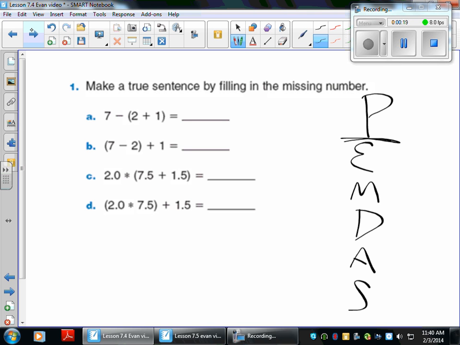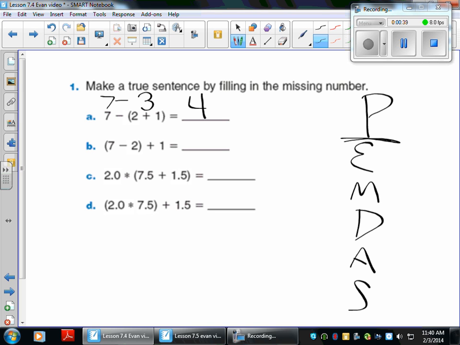If I look on the right, I have my order of operations written out: parentheses, exponents, multiplication, division, addition, and subtraction. So if I look at this problem, I know I have to do what's in the parentheses first. In this case, 2 plus 1 gives me 3. 7 minus 3 will give me an answer of 4.